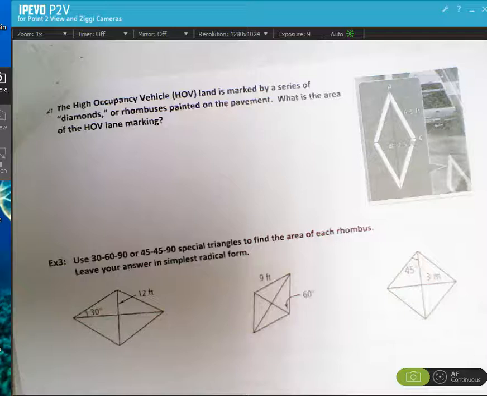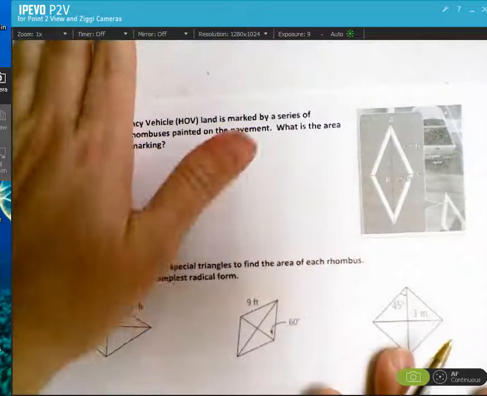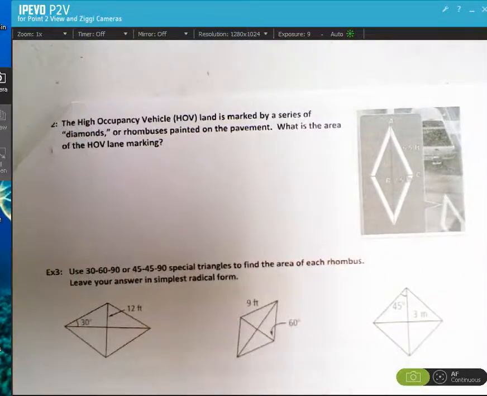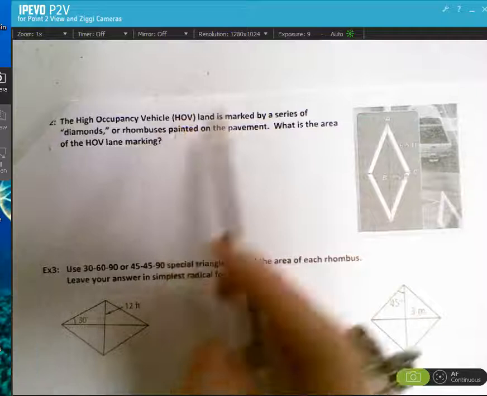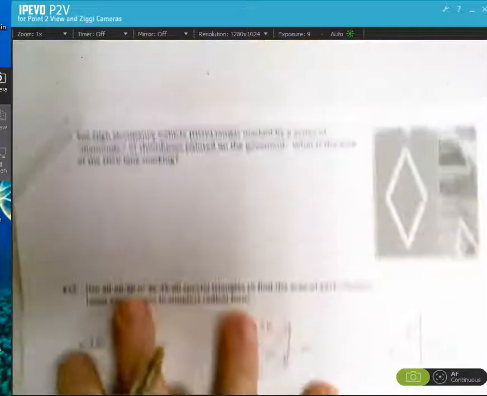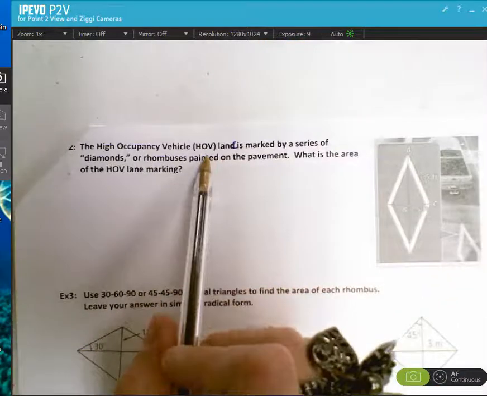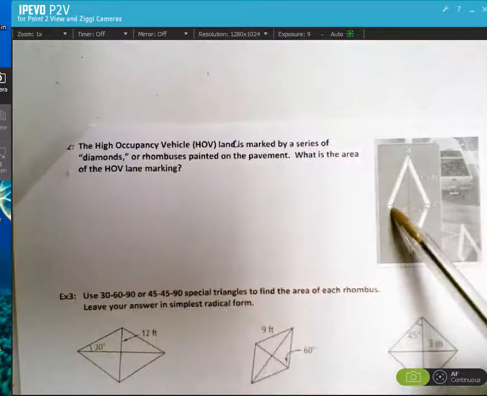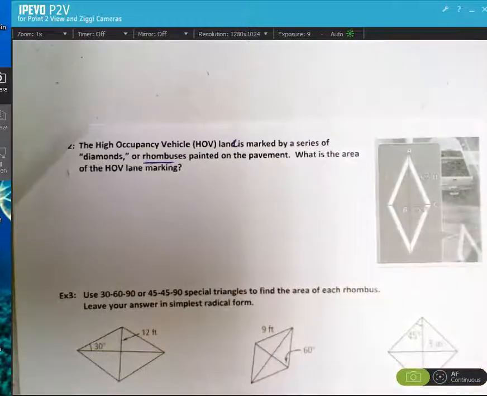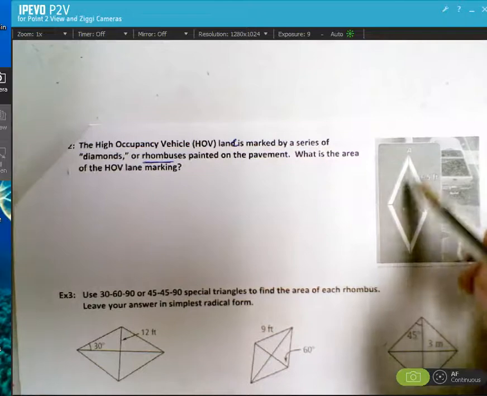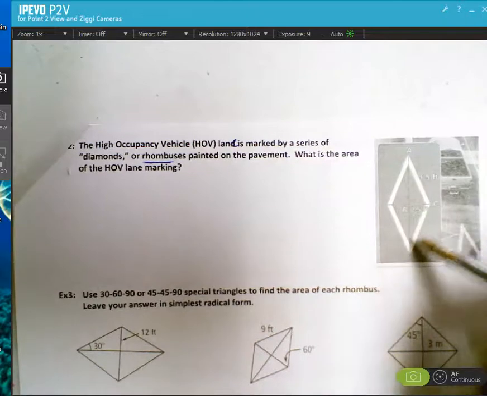Okay, the last couple I want to take a look at, and then we will be done for today. One is here in context. The high occupancy vehicle lane. HOV lane, we're all familiar with that down in Phoenix, is marked by a bunch of diamonds. And these diamonds are technically rhombuses. And they're painted in that HOV lane. What is the area of the HOV lane marking? So we want to find the area inside this marking here.